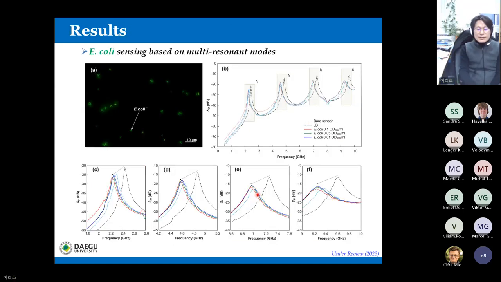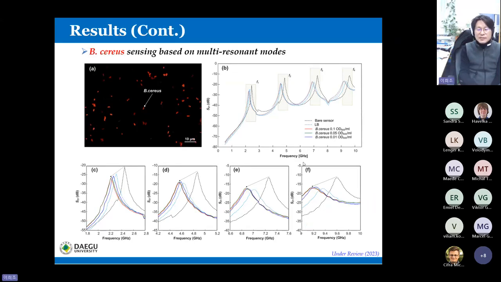Okay. So this figure shows the E. coli sensing results. Figure B represents the overall behavior of the multi-resonant modes with the test configurations: biosensor, LB liquid medium, and E. coli bacterium with three kinds of concentration, 0.1, 0.05, 0.01. Figures C, D, E, F show the enlarged behavior of the first, second, third, and fourth resonant modes for the test configurations, respectively.